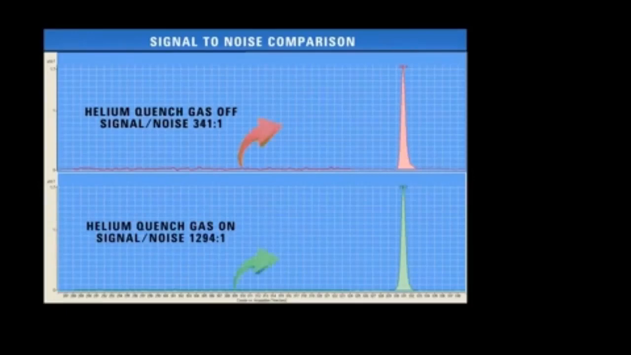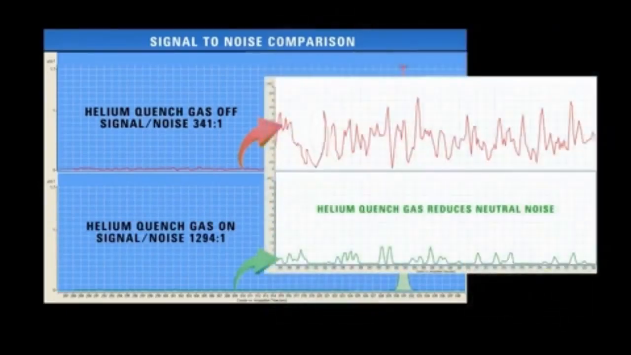Helium quenching has no effect on product ion signal, but the neutral noise component is reduced by a factor of 4. This technical breakthrough means lower limits of detection and quantitation.